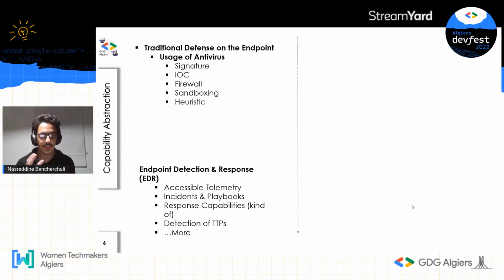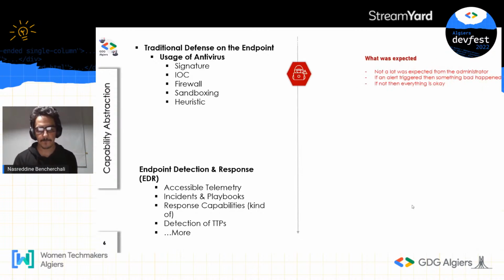So in the old days, the antivirus companies were the ones doing the work. And now with the EDR, they opened up a little bit. So we have more advanced features such as accessible telemetry and something we call incidents and playbooks. And of course, the response is in the name, so at least there are some response capabilities for some EDRs. And there is this aspect we call TTPs, or tactics, techniques, and procedures, for which they offer detections, and a bunch more features depending on the EDR that you choose.